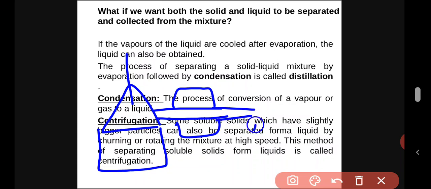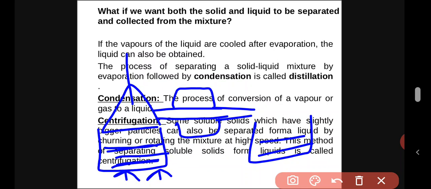Now this collecting tube, there is another container. So now what happens is, here is a solution, a mixture of salt and water. When we apply heat, the mixture is poured into a flask and heated to 100 degrees Celsius. This is the heating. The vapors are cooled, passing through a condenser. Salt is left as the residue in the flask.